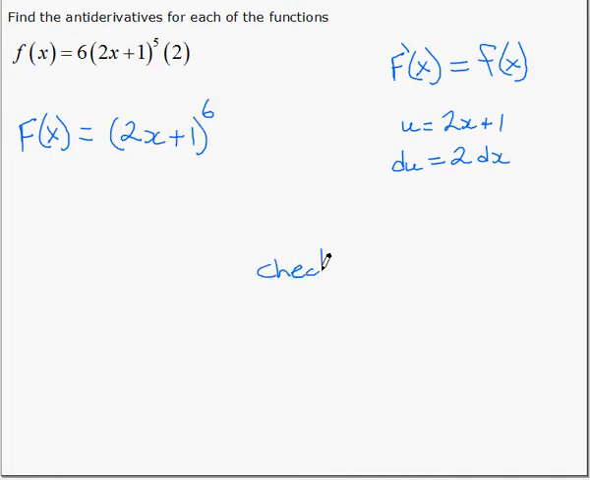Let's check our answer to be sure that we see where it comes from. If we're taking the derivative here, the derivative of that function, we bring down the 6, keep the bracket the same, subtract 1 from the exponent, and multiply by the derivative of the inside, which in this case is 2. This is, of course, the function we began with. So this is the antiderivative of that.